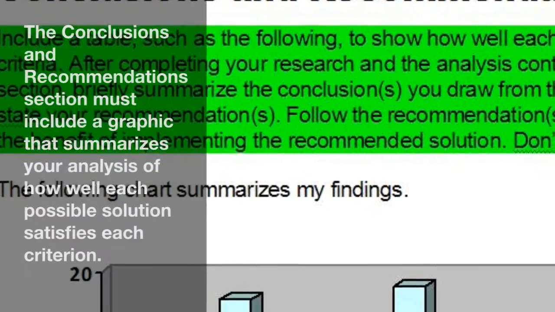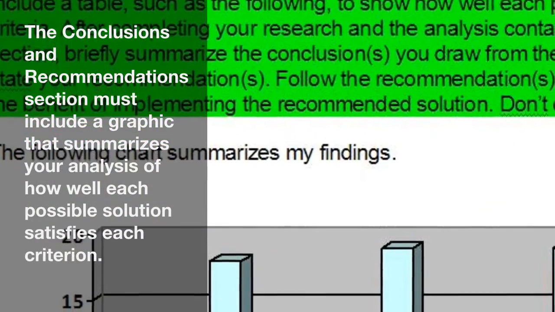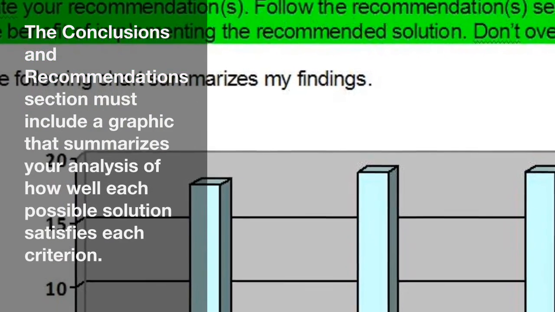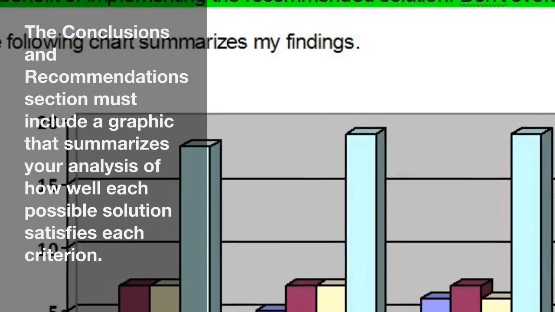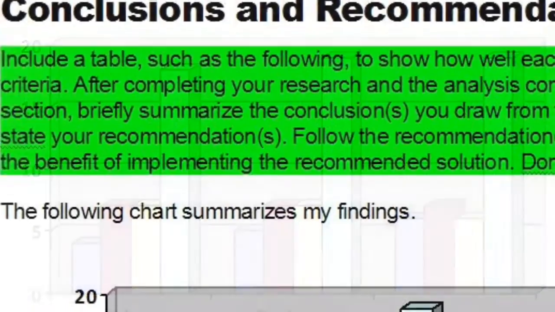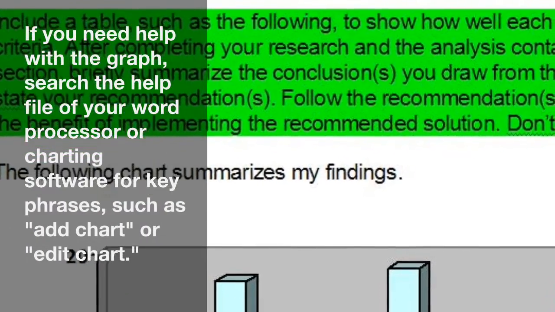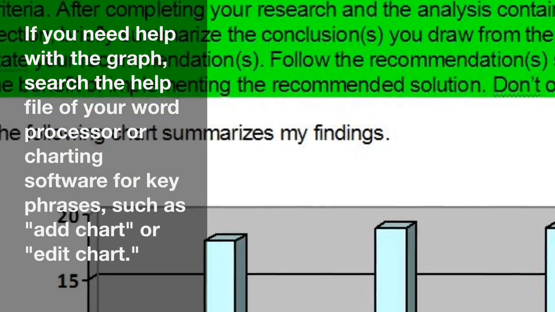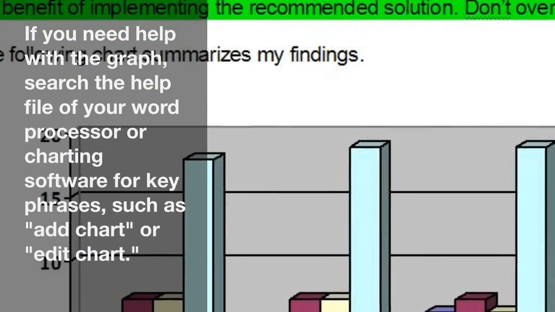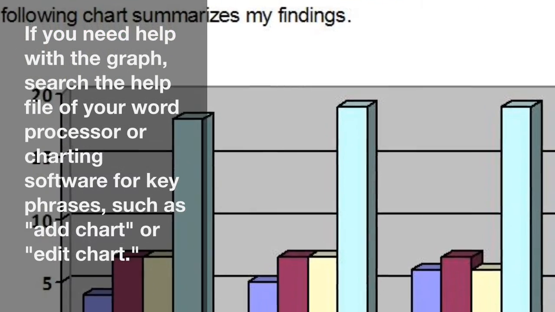The Conclusions and Recommendations section must include a graphic that summarizes your analysis of how well each possible solution satisfies each criterion. If you need help with the graph, search the help file of your word processor or charting software for key phrases such as add chart or edit chart.